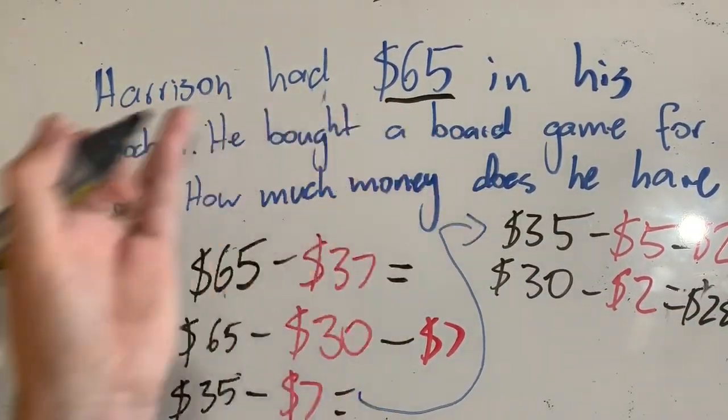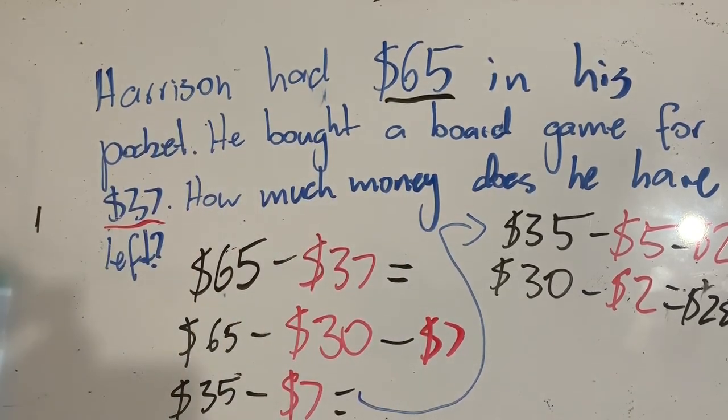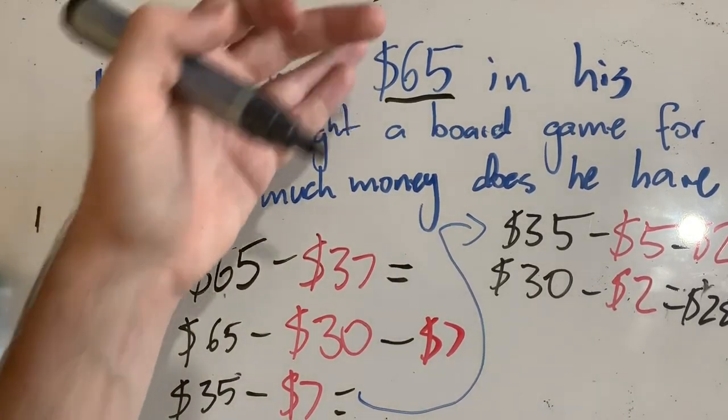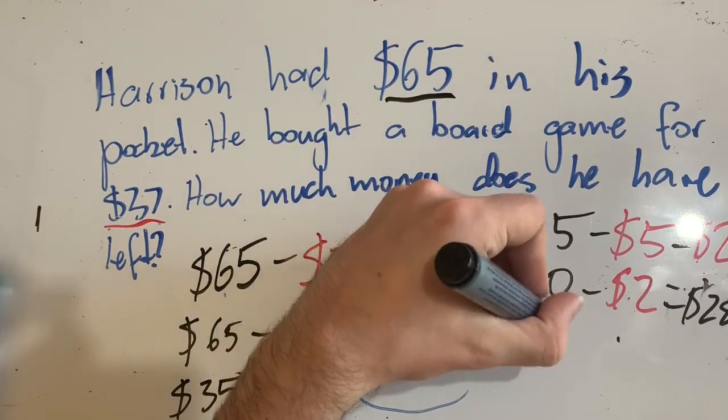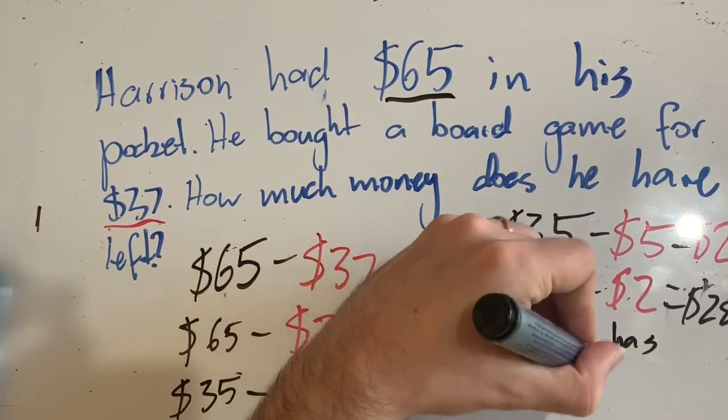And because the question is given to me in worded form, I should write this as a worded answer and remember my units of measure. So my solution is Harrison has $28 left.